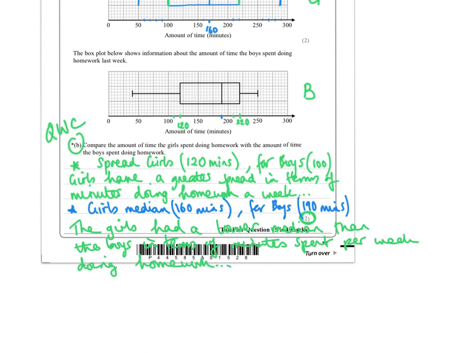Now, that's obviously gone a lot more than the lines allowed, so you're probably getting an idea that I would probably write too much in the exam, but I'd rather write a bit too much than not enough, that's for sure. So you've compared the interquartile range, the spread, and you've compared a median, which is always a very good thing to do. So that will get you the 2 marks.